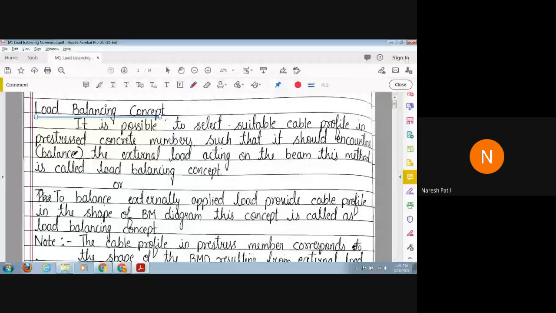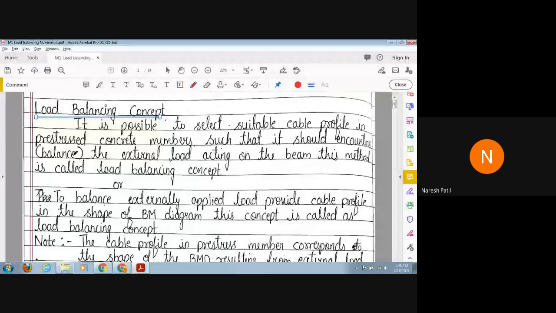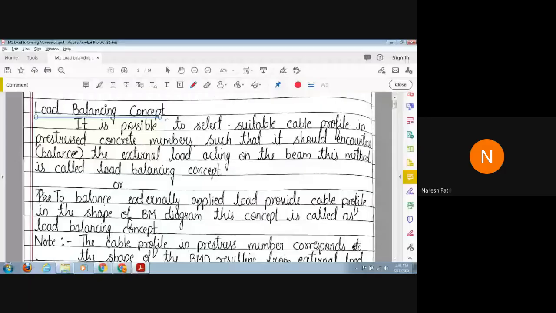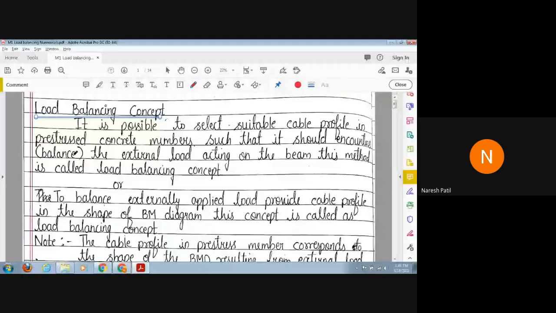So you can adopt the cable profile with respect to the bending moment in the beam due to external load, because that moment we have to resist. We have to design the section to resist that bending moment. So to resist or balance that moment, you can select the cable profile. That is nothing but the load balancing concept. Or, to balance externally applied load, provide the cable profile in the shape of the bending moment diagram.